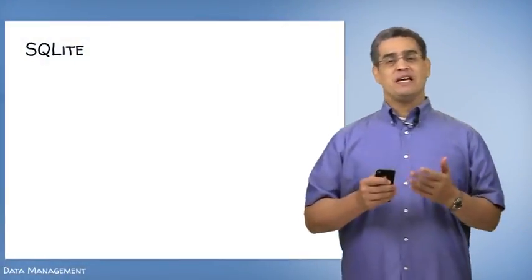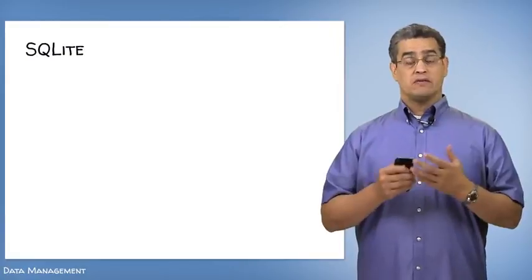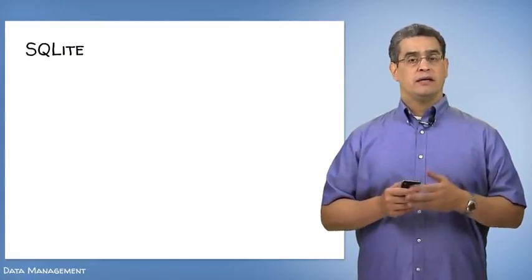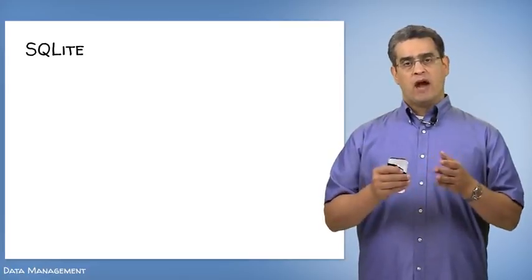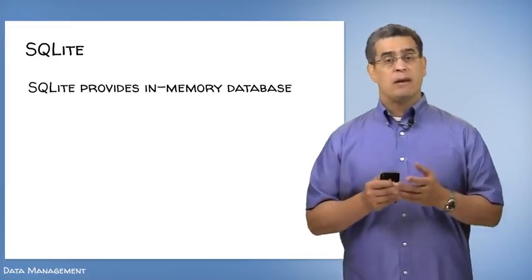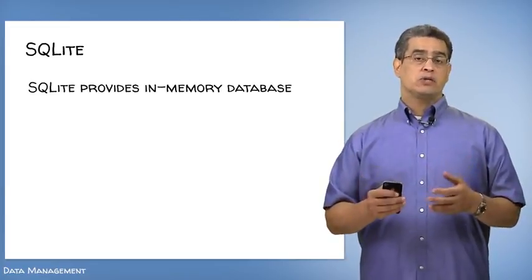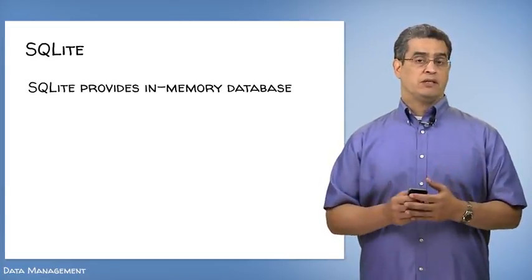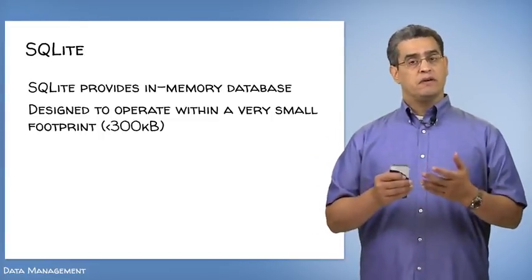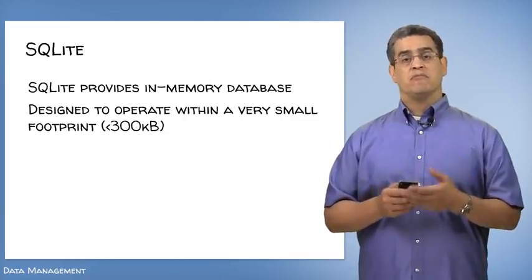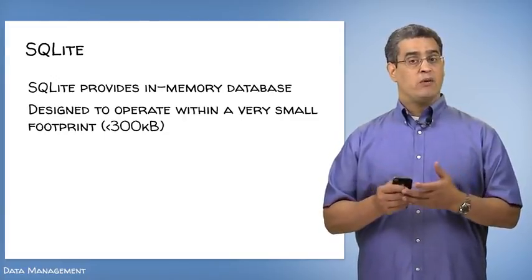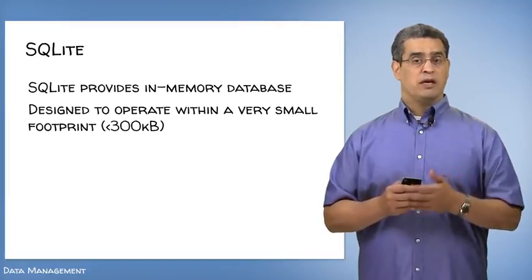When your application reads and uses larger amounts of structured and complex data, you may want to put that data in a database. Android provides an implementation of SQLite, which allows applications to create and use in-memory relational databases. SQLite is designed to operate within a very small footprint, say less than 300 kilobytes of storage. SQLite is, however, a full-fledged relational database.